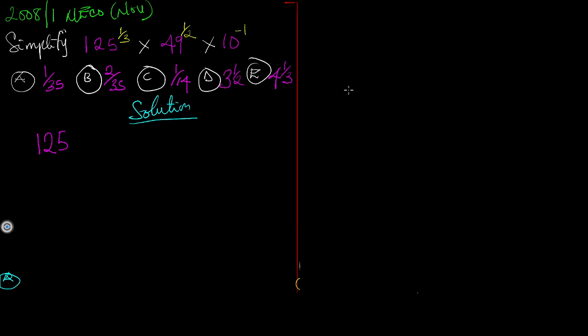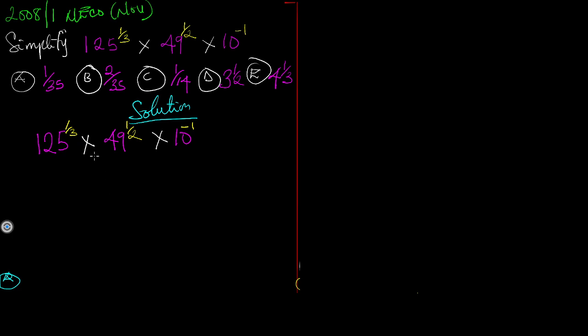The question was 25 raised to the power of 1 over 3, it's 49 raised to the power of 1 over 2, then times 10 raised to the power of minus 1. That was the question.